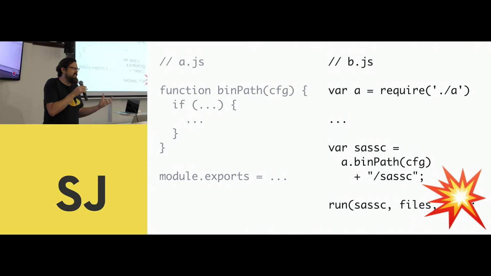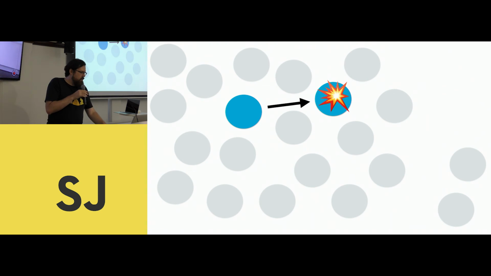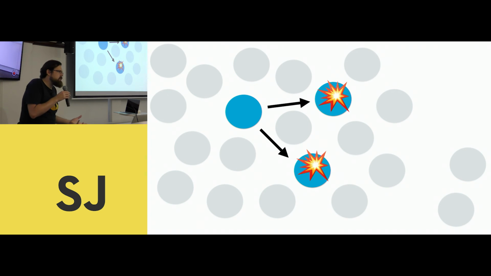The mistake basically kind of propagated. So here we're talking about two different files. We've got the origin and then where it actually exploded. But there could be multiple places we're using this function.